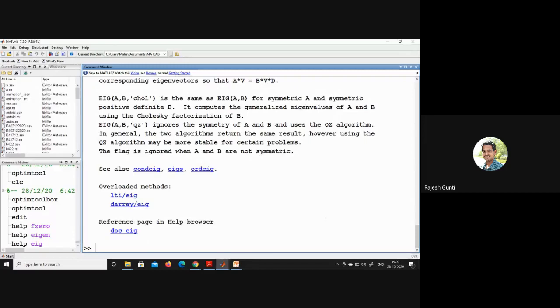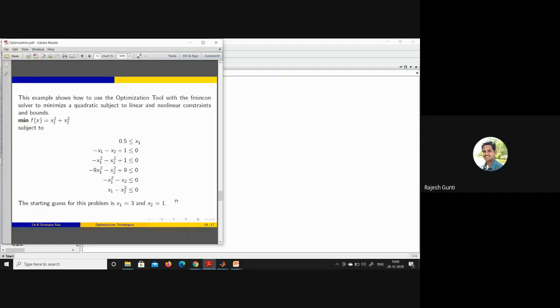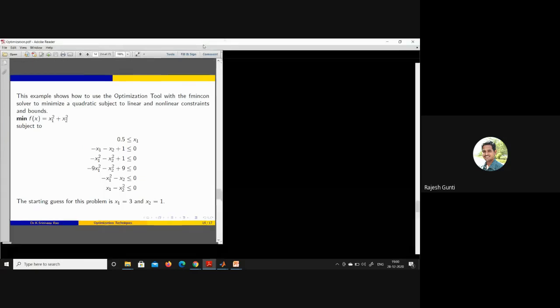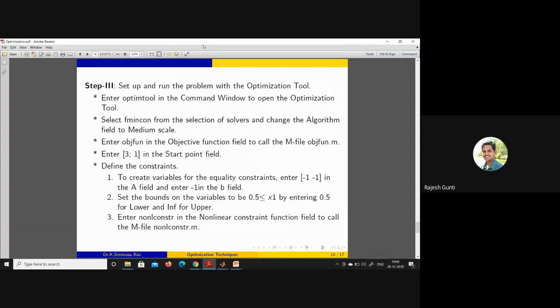Like this, we can use MATLAB. Now I am going to solve another problem. This complete description I have given here. Set up a window, enter a command in the command window, open the optimization tool. Select fmincon. Fmincon means function minimum constraint.